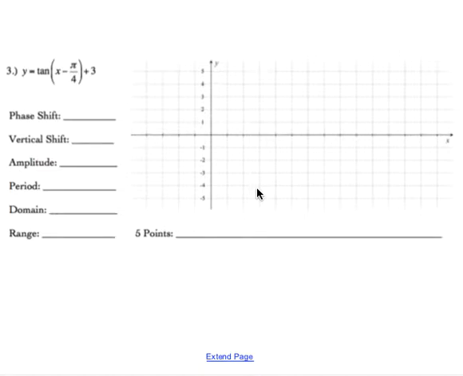All right, we're going to go ahead and take a look at question number 3 from the Graphing Trig Functions Day 1 worksheet. This is question number 3. This one is a tangent, and tangent is a little bit trickier to figure out what's going on, but in the long run, it actually ends up being a little bit easier because there are just less points that you have to plot.